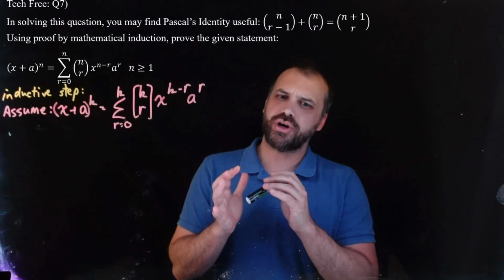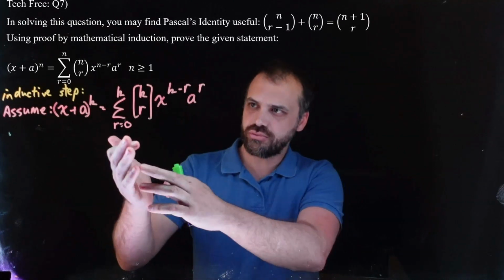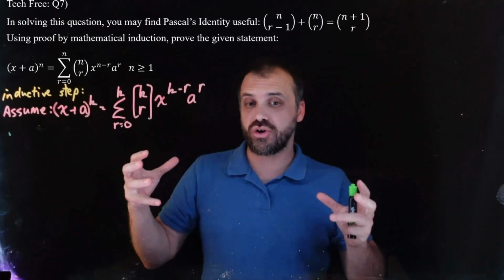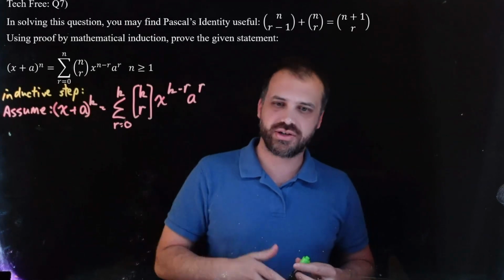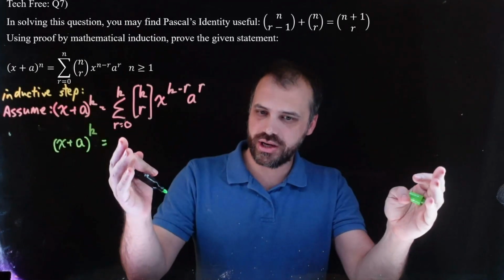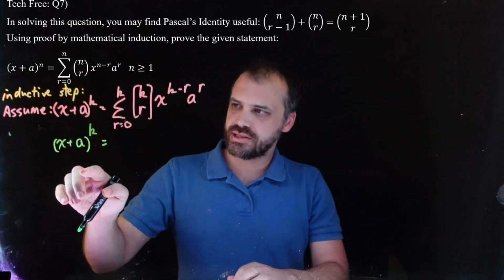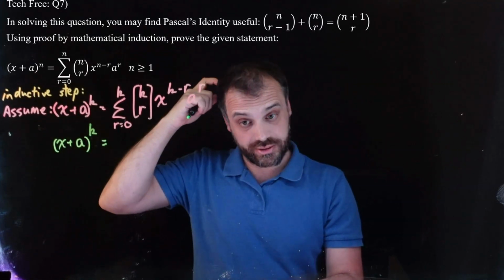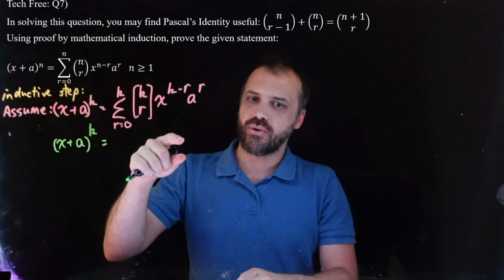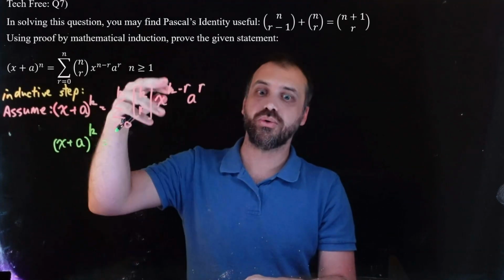Now, no good, I think, is going to come from keeping this in summation notation. So I'm going to rewrite this outside of summation notation. I'm going to kind of expand it instead. So the left-hand side is going to stay the same, but the right-hand side, that's what I'm going to have to work on. All right, so it says that the expansion of (x plus a) to the k is equal to all of the terms that look like this from 0 all the way up to k.